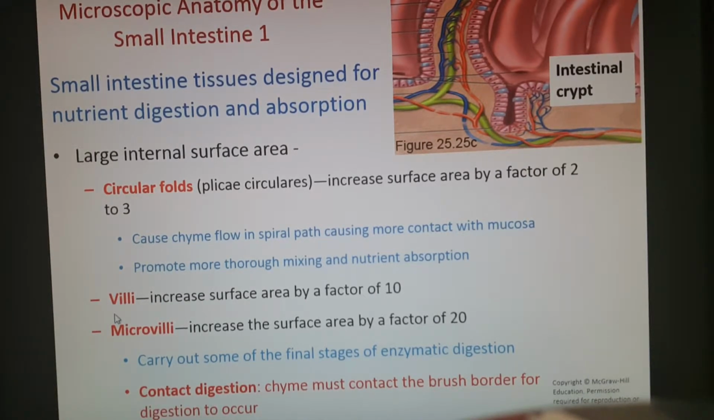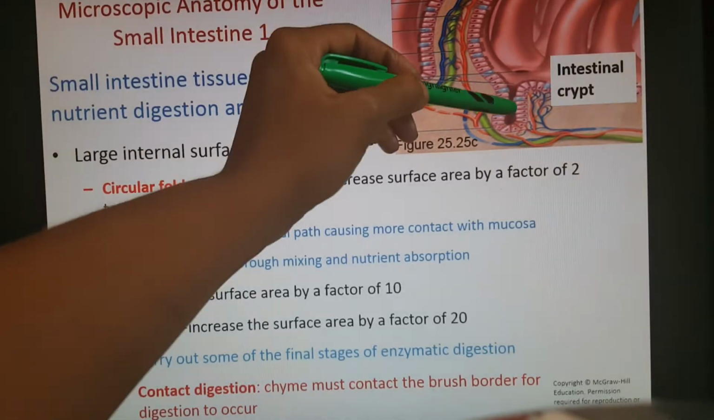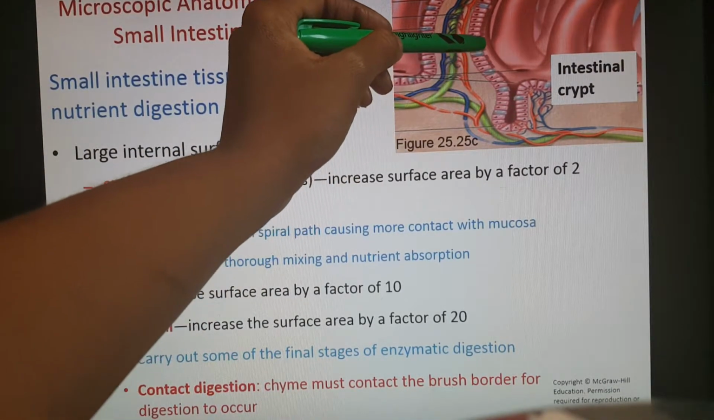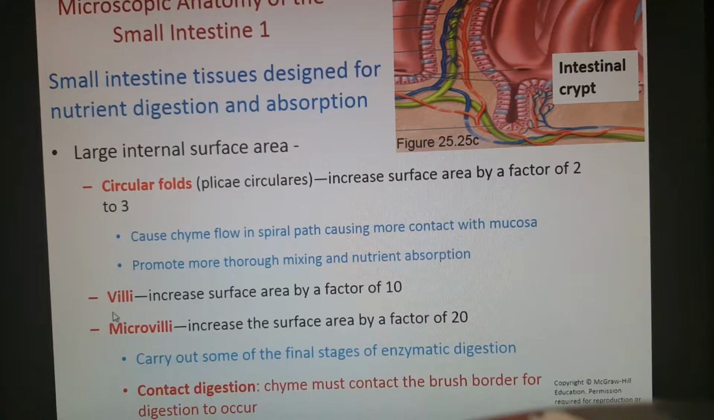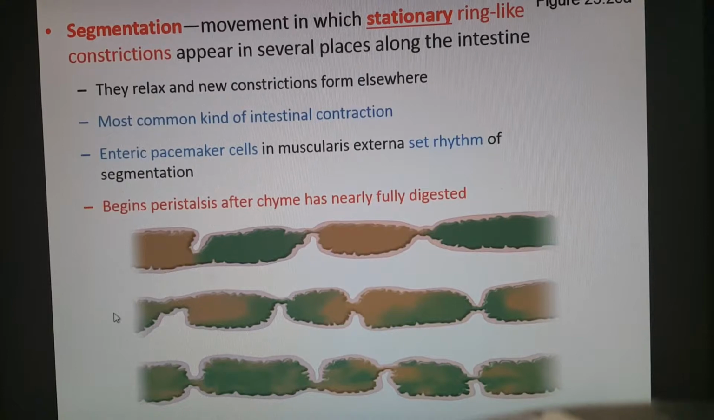So for some enzymes, the last step in digestion happens in those microvilli, so that little brush along those cells. That's called contact digestion, where the chyme actually has to contact that brush border where those enzymes are located to have the final step of digestion.